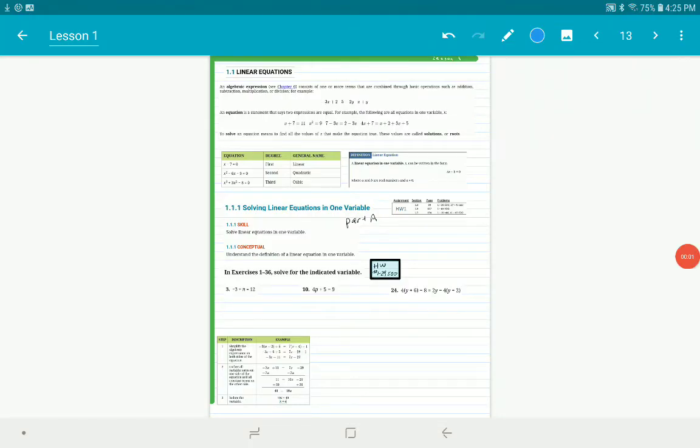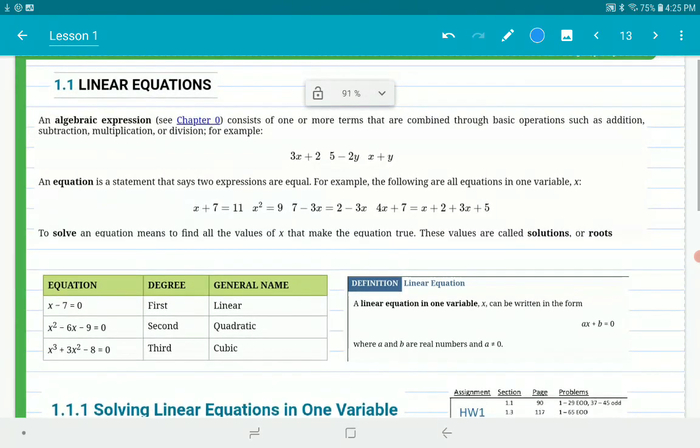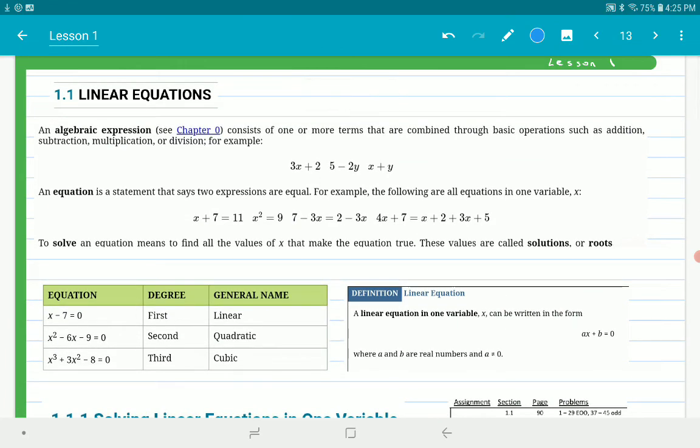All right, section 1.1, we're looking at linear equations. And before we dive into how to solve those, I want to just take apart that word, linear equations. So we start with an algebraic expression, which consists of some terms separated by a basic operation like addition, subtraction, multiplication, division. So here's some examples of some algebraic expressions.